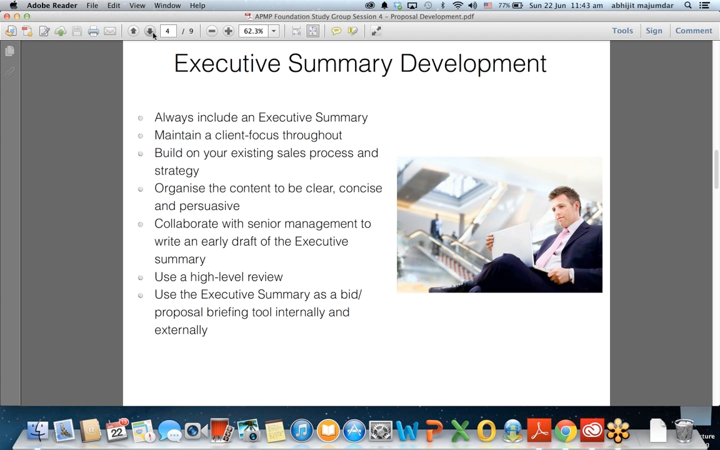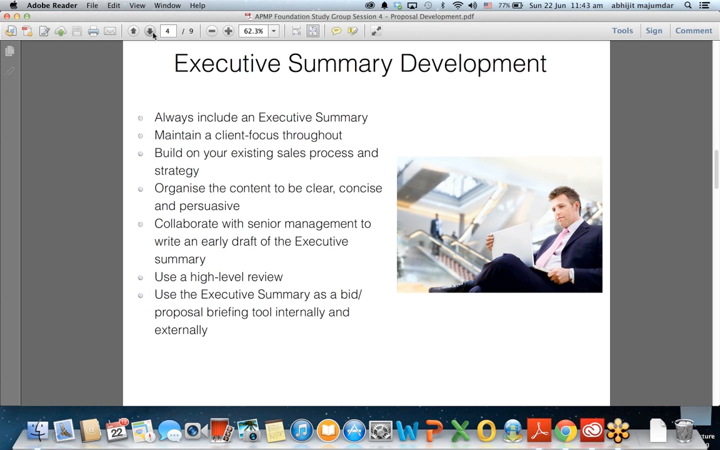Use a high level review. Your executive summary does not need to be reviewed by the proposal team. It can be reviewed by the senior management, and they can include or exclude some information which you have included in the executive summary. And always prepare the executive summary collaboratively with the sales team, with the accounts management team or the capture management team, and you as the head of the proposal management team.